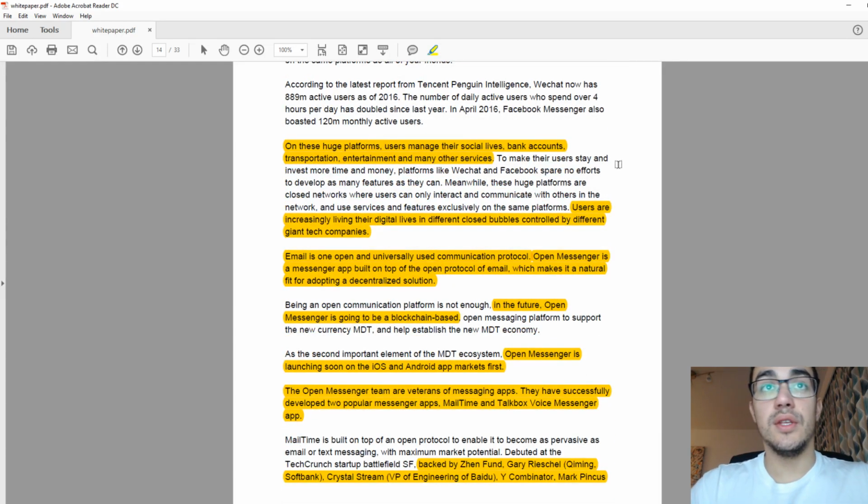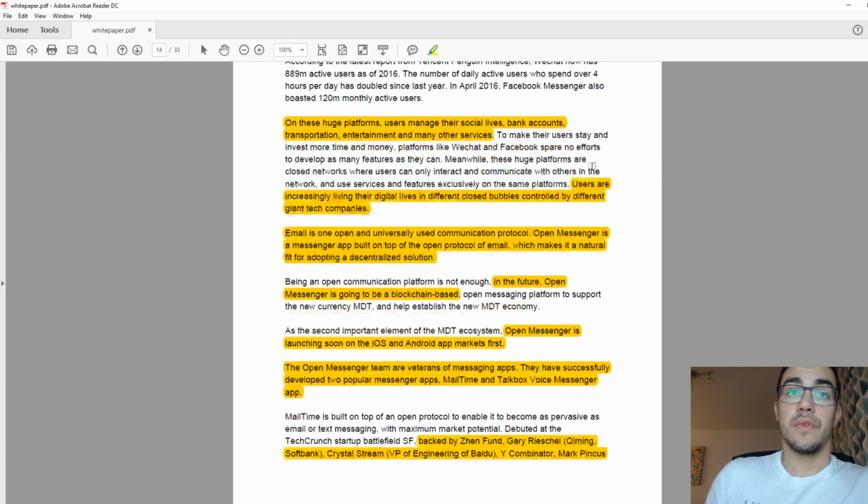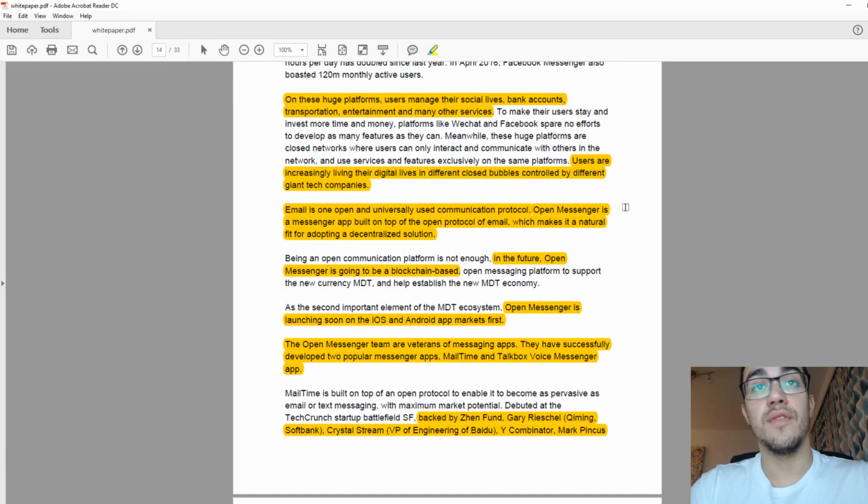On these huge platforms, users manage their social lives, bank accounts, transportation, entertainment, and many other services. Users are increasingly living their digital lives in different closed bubbles, on closed platforms controlled by different giant tech companies. An example of an open platform would be email. Email is one open and universally used communication protocol.